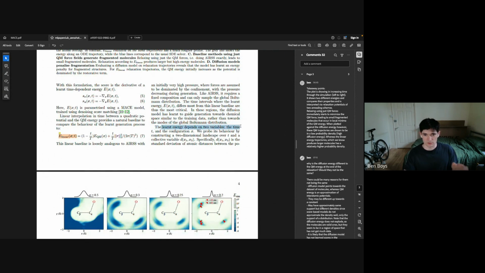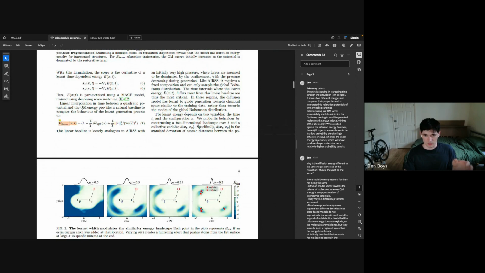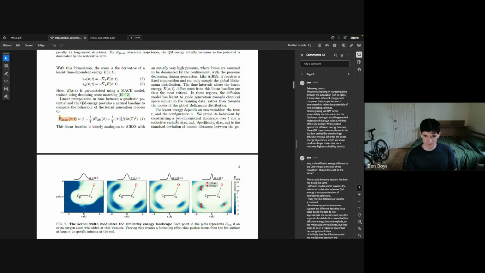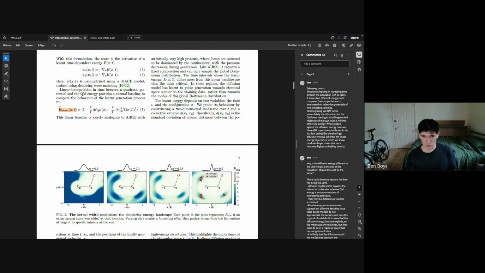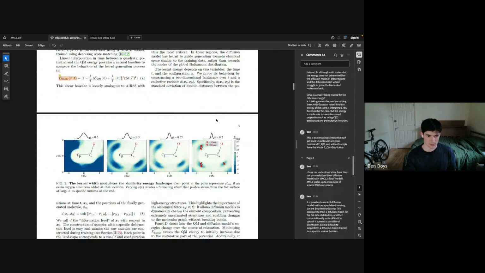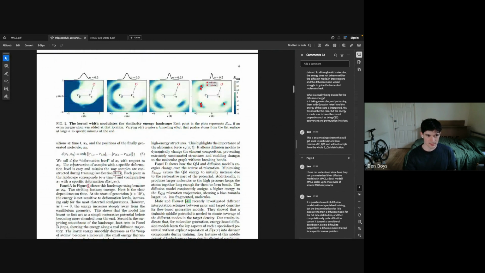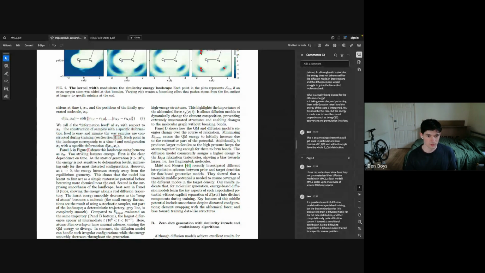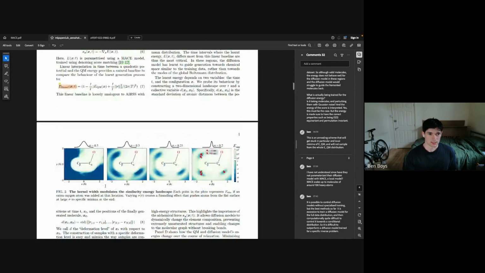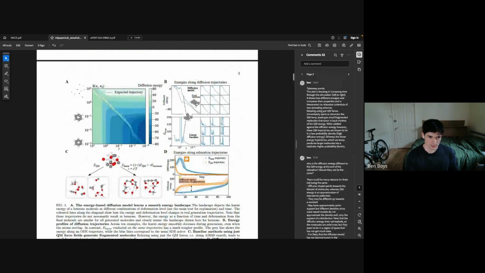The learned energy depends on two variables, and they're going to probe the behavior by constructing a distance between the ground truth and the generated molecule at time t, which is this noisy molecule. And this distance is the standard deviation of atomic distances between the ground truth and the positions of the current molecule x_t. And so that's some distance between the ground truth and a generated molecule through time. That's going to be used in these plots right here. So you've got this distance on this axis, and you've got diffusion time on this axis.